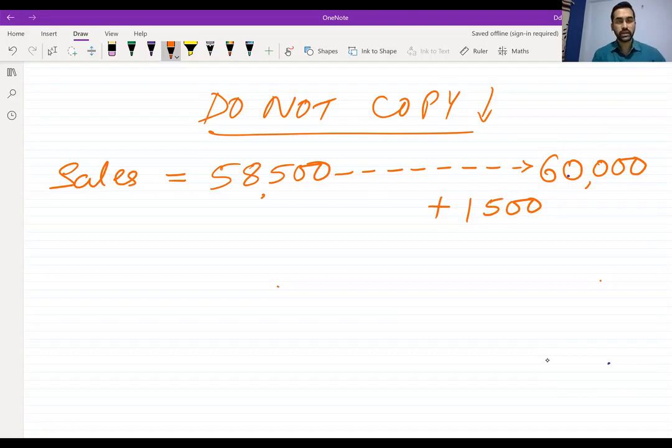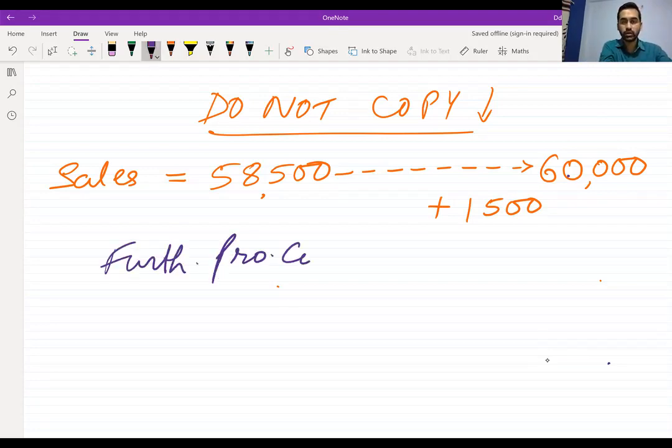Sir, fantastic. No, it's not so fantastic. Why? If you decide to further process, then you will have to incur further processing cost. Further processing is not free. There is some further processing cost. How much is the further processing cost? See, in the table they've given for product X, the further processing cost is 5,000 rupees.